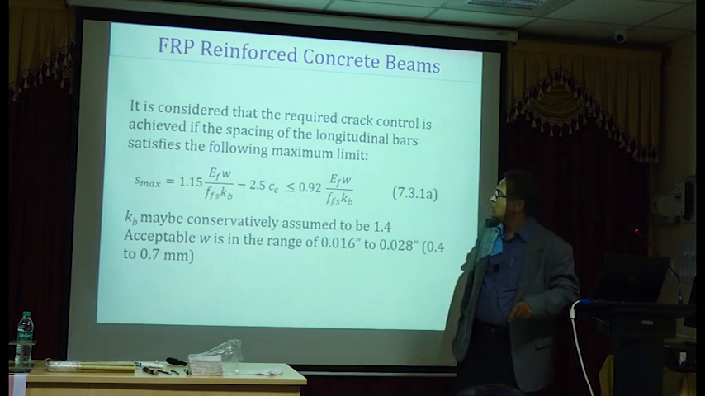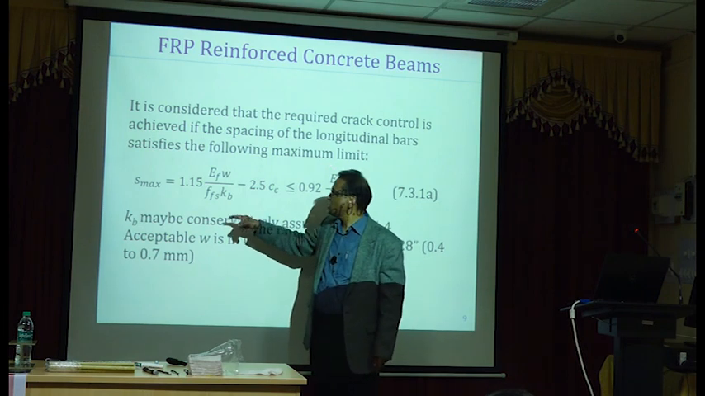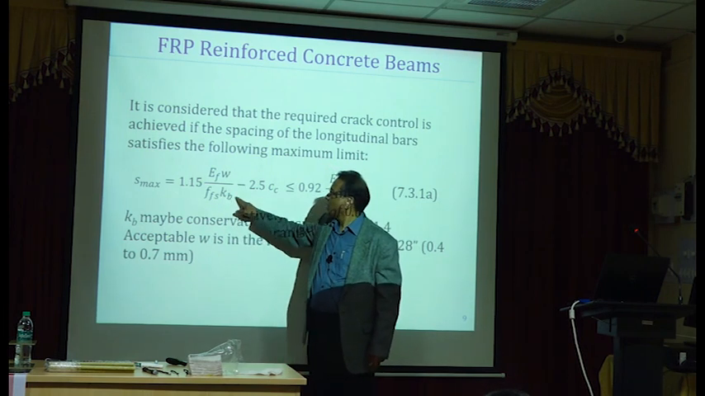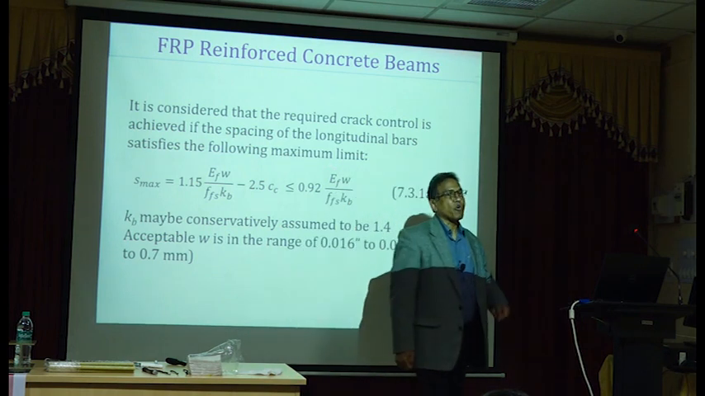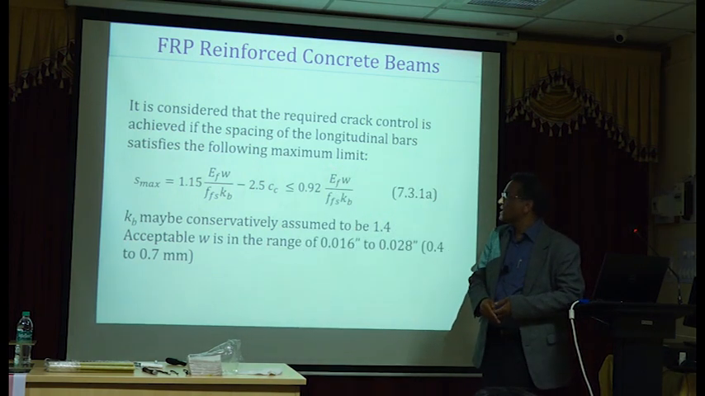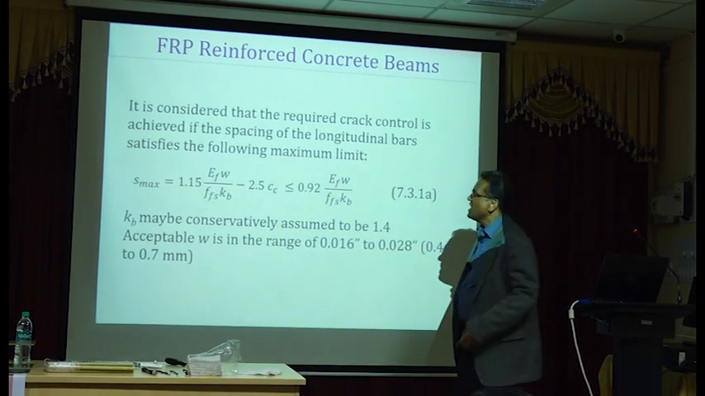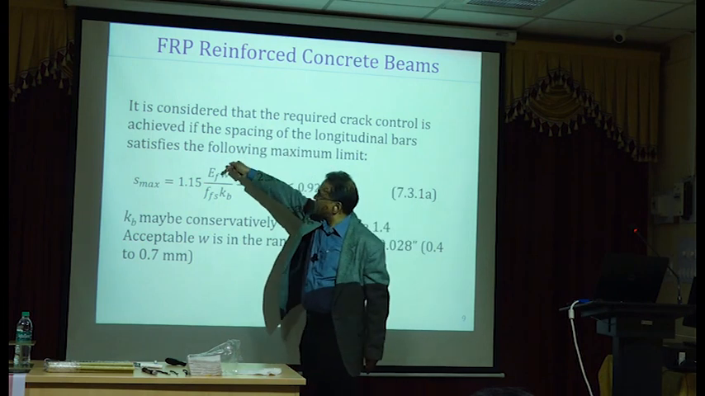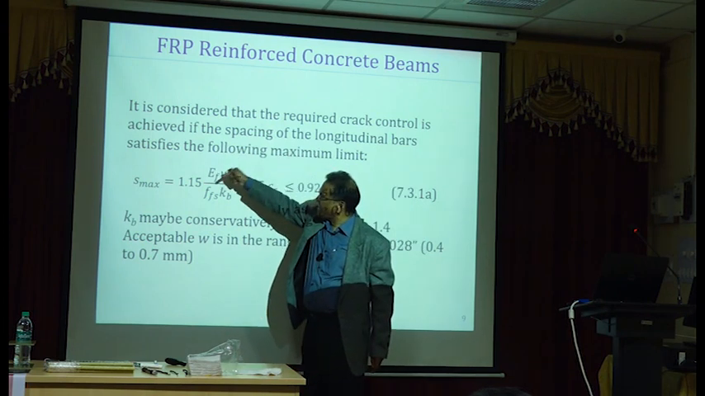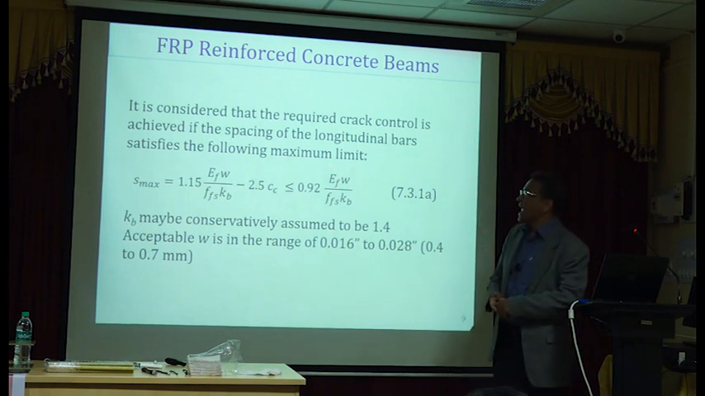Okay? So for now, until there is further research, k_b is taken as 1.4. That's a conservative value. 1.4 is what we use for k_b. E_f is the modulus of elasticity of FRP. f_fs is again the stress at service load.